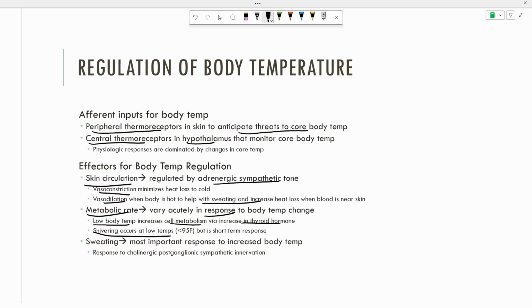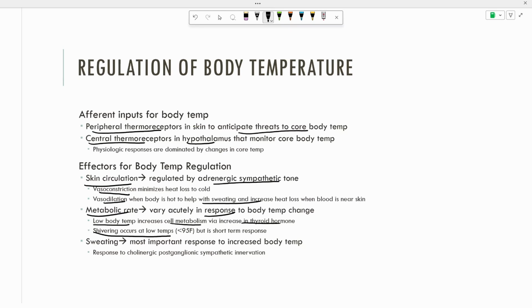Shivering also helps, but it's a short-term response. So when you first get cold, you start shivering. Shivering is a repeated muscle contraction. Remember, our effectiveness of utilizing ATP as an energy source is pretty weak. We lose a lot of it as heat. So we get warm when our muscles shiver to try and get us warm again.